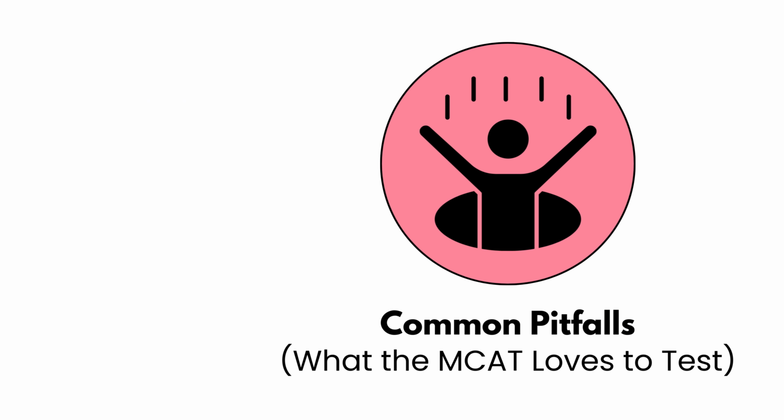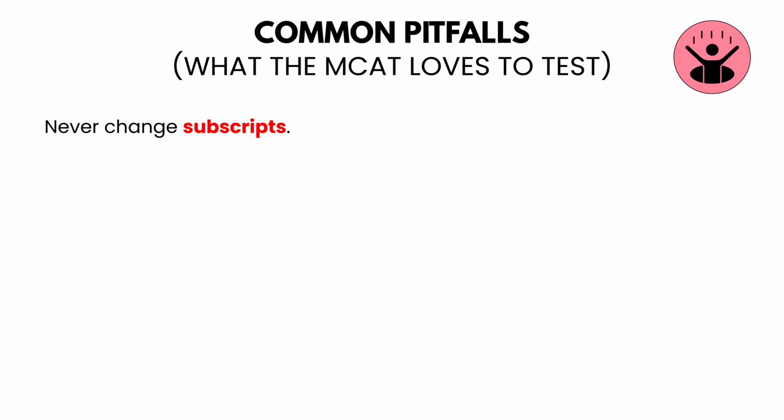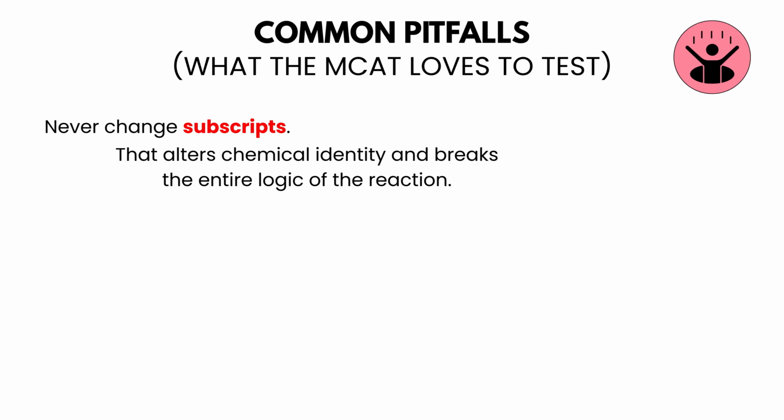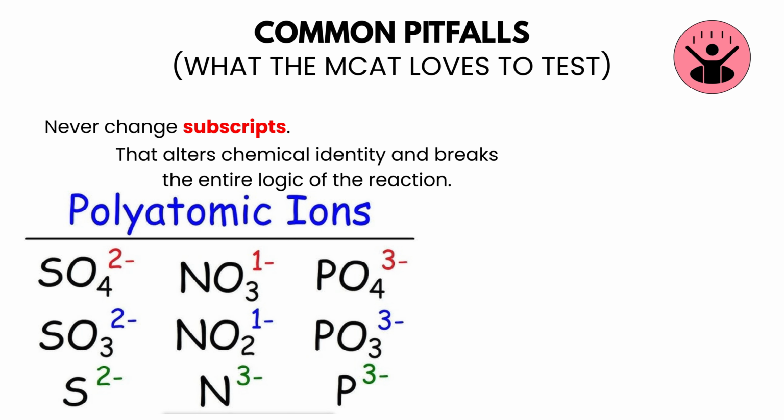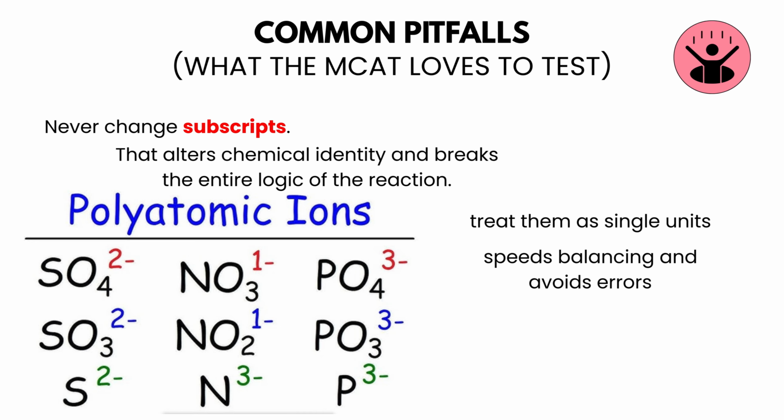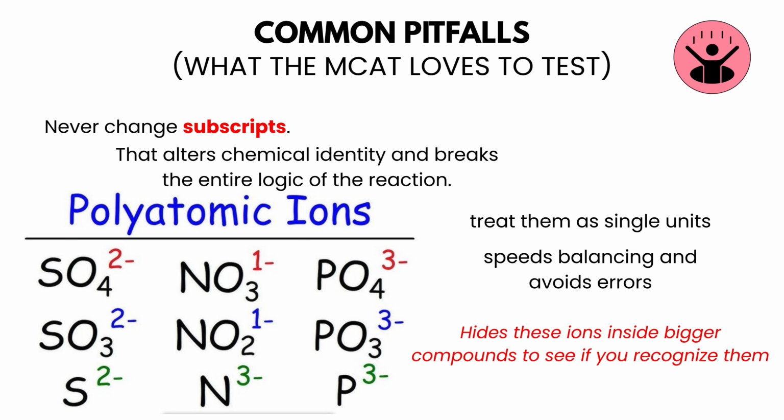Common pitfalls: what the MCAT loves to test. Never change subscripts. That alters chemical identity and breaks the entire logic of the reaction. When polyatomic ions appear unchanged on both sides, treat them as single units. It speeds balancing and avoids errors. The MCAT often hides these ions inside bigger compounds to see if you recognize them.